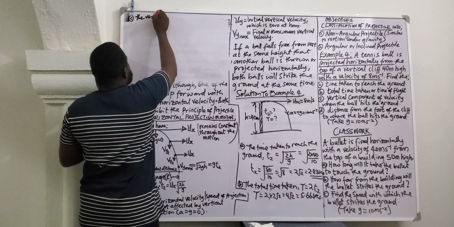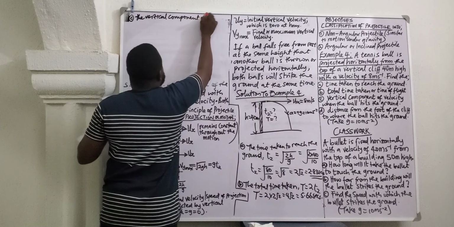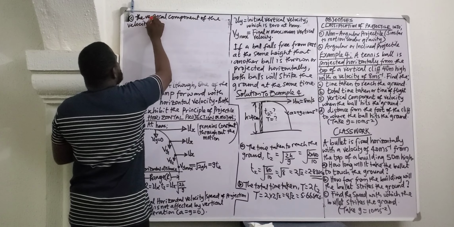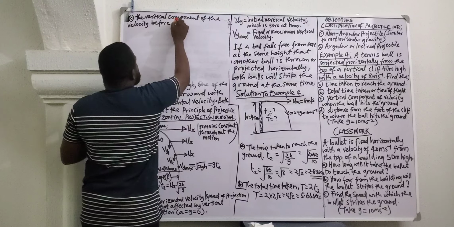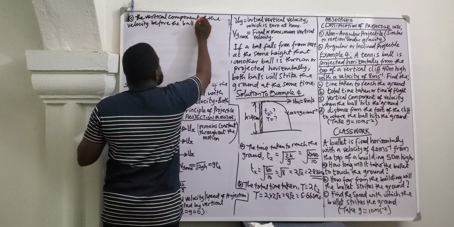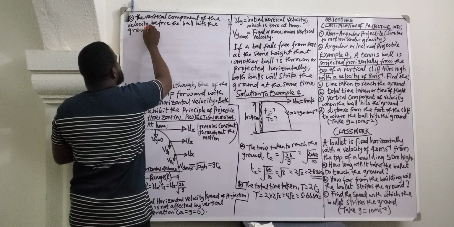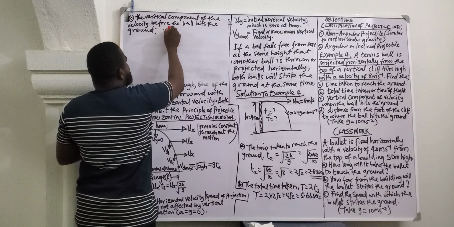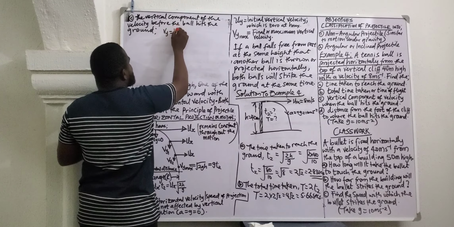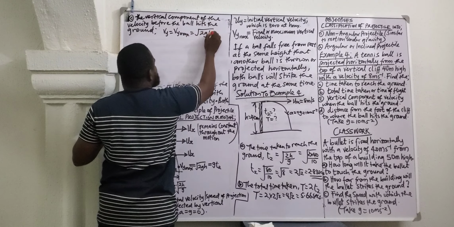The vertical component of the velocity before the ball hits the ground, that is V max or Vy max, is given as root 2gh.